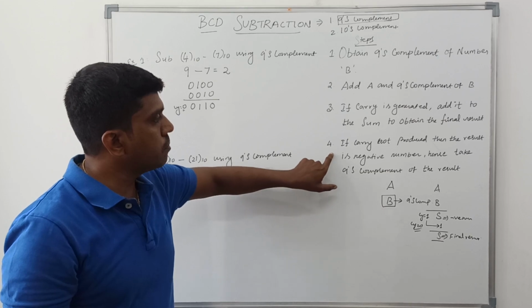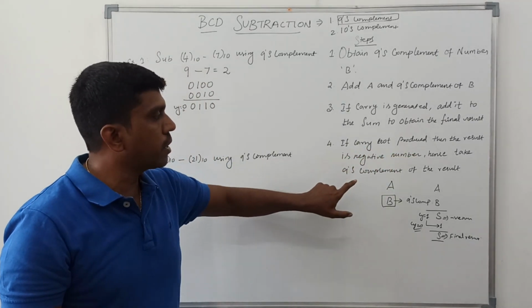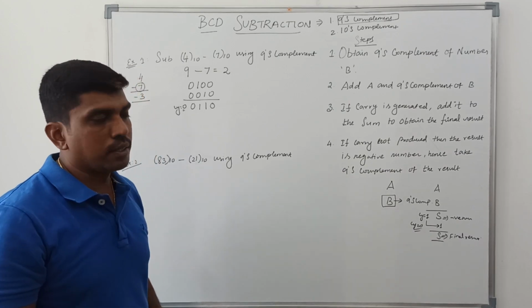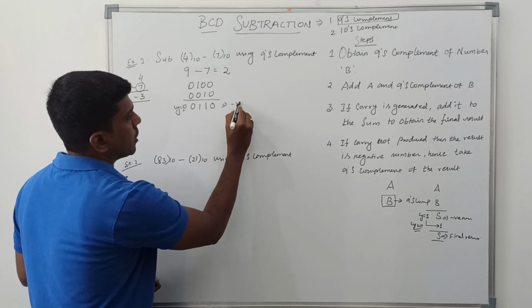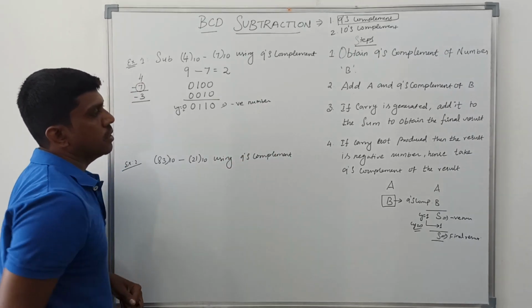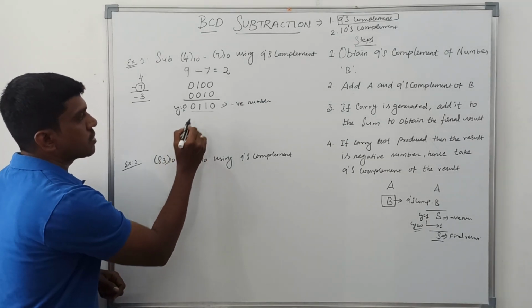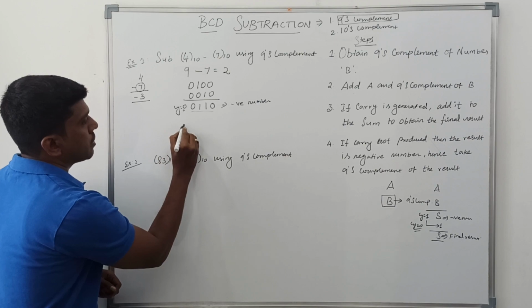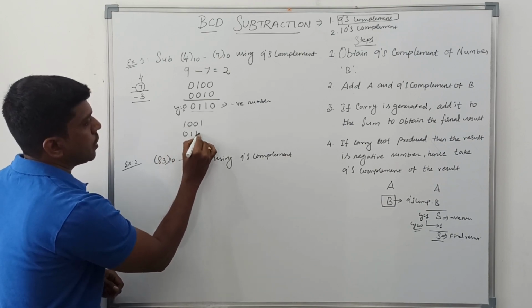Then come to the fourth step. If carry is not produced, then the result is a negative number. Hence take the 9's complement of the result. The carry value equals 0, so it's a negative number. You just take the 9's complement of this result. So the 9's complement in the sense: 1 0 0 1 minus 0 1 1 0.